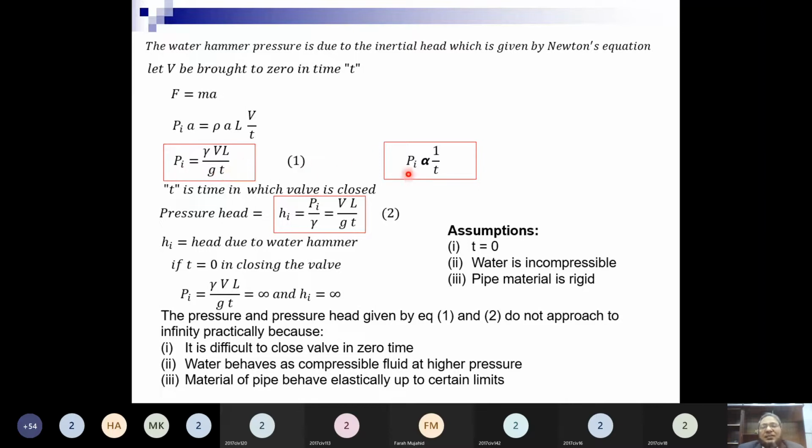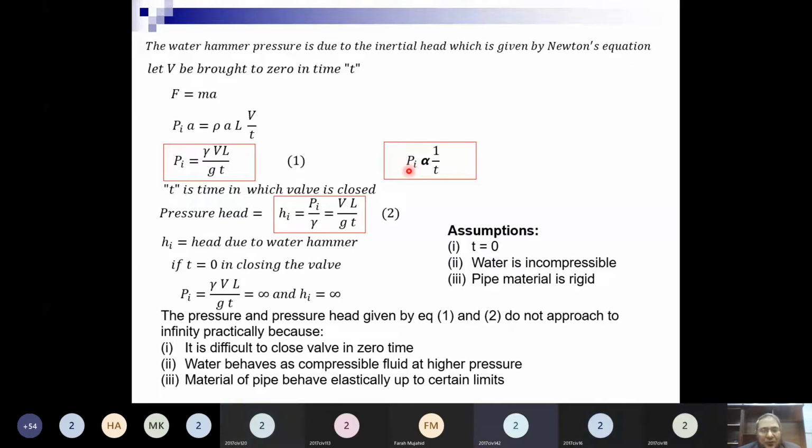So it means this inertial pressure, which will develop due to instantaneously closing the valve, is proportional to 1 over T. What is T? T is the valve closing time. So if we take a very long time to close the valve, then the pressure developed would be higher or lower?